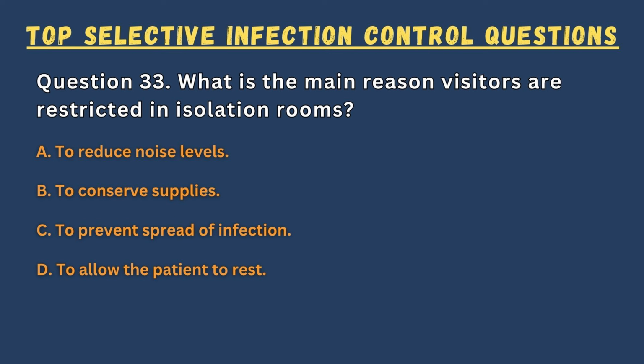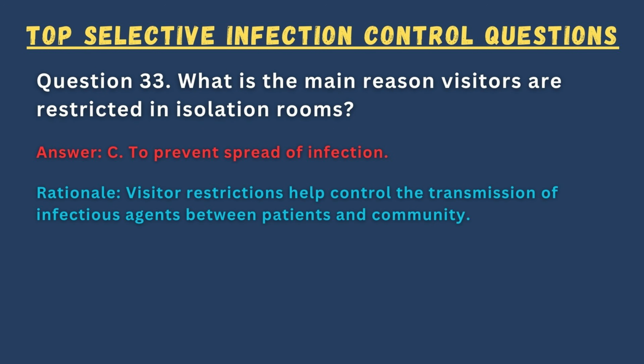Question 33. What is the main reason visitors are restricted in isolation rooms? A. To reduce noise levels. B. To conserve supplies. C. To prevent spread of infection. D. To allow the patient to rest. Answer: C. To prevent spread of infection. Rationale: Visitor restrictions help control the transmission of infectious agents between patients and community.